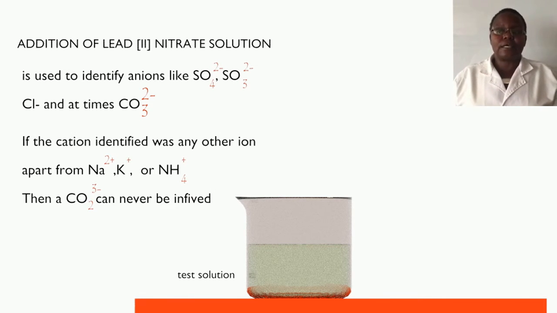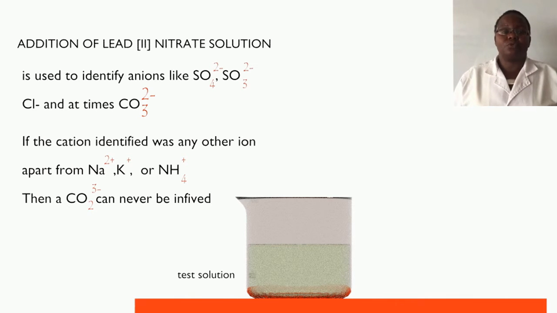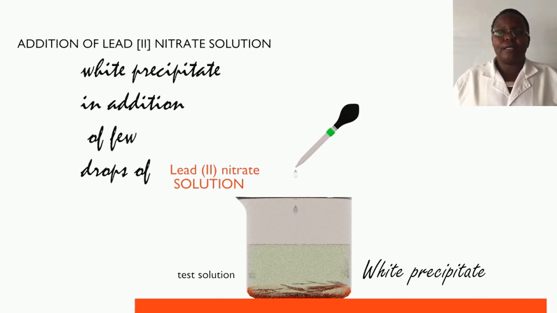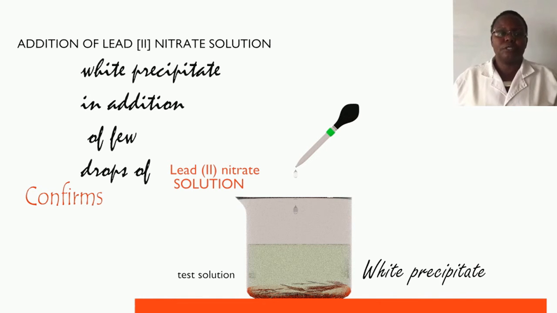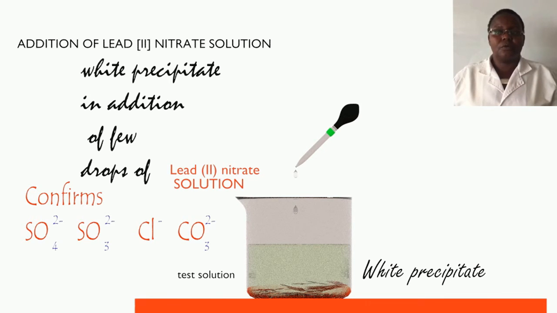But in case we inferred that our cations are either potassium ions, ammonium ions, or sodium ions, then the carbonate is automatically out, because these are cations that normally form soluble carbonates. If we add a few drops of lead nitrate into the test substance in solution form, and it forms a white precipitate, then we will conclude we have sulfate, sulfite, chloride, and carbonate present.